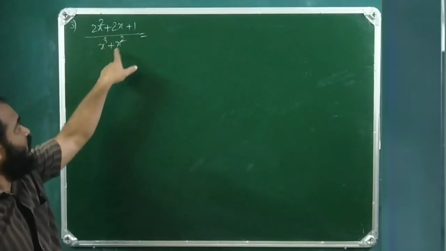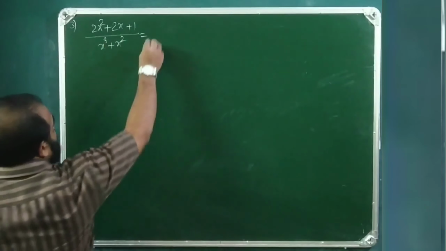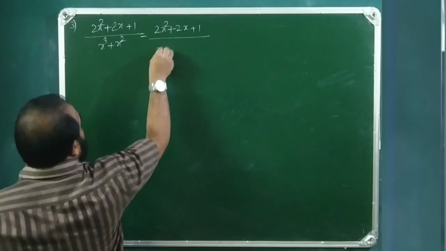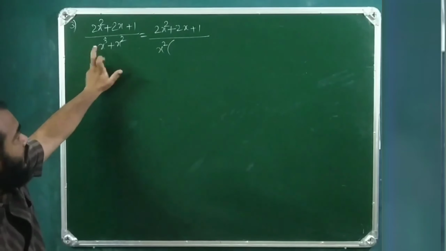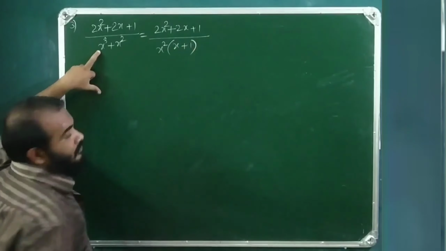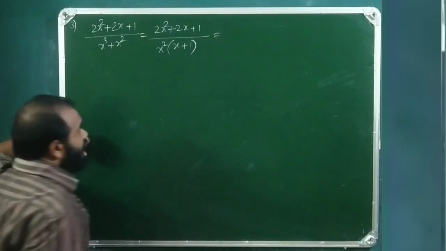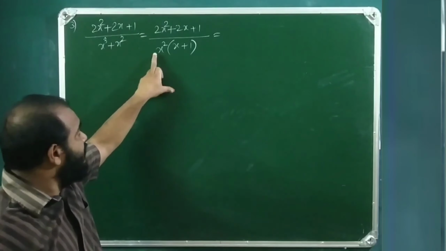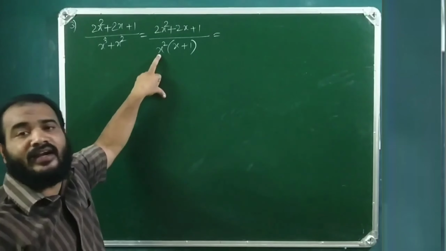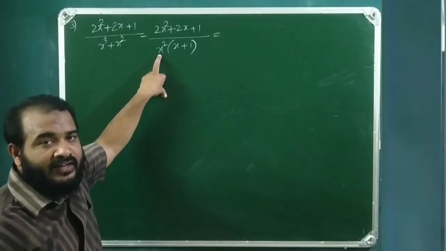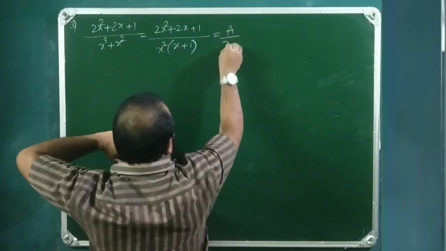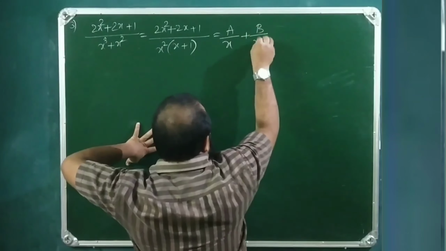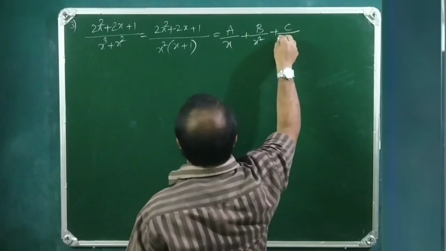2x square plus 2x plus 1 by x cube plus x square. So this is 2x square plus 2x plus 1 by, take x square as a common. Then we'll get x plus 1. So here this is type 2 because x square can be written as x into x. So this is a repeated linear factor. For repeated linear factor, we will write a by x. Since it is repeated twice, so again b by x square plus c by x plus 1.